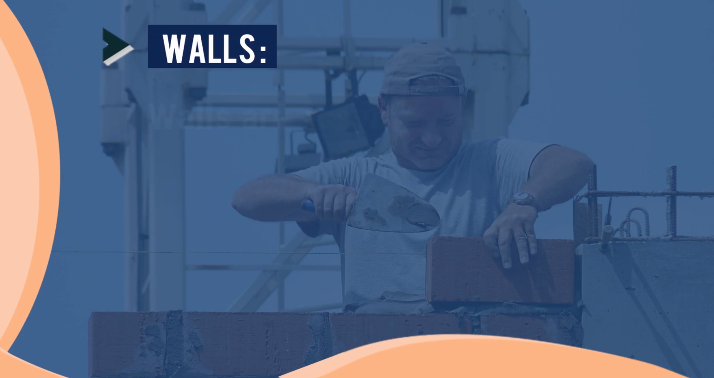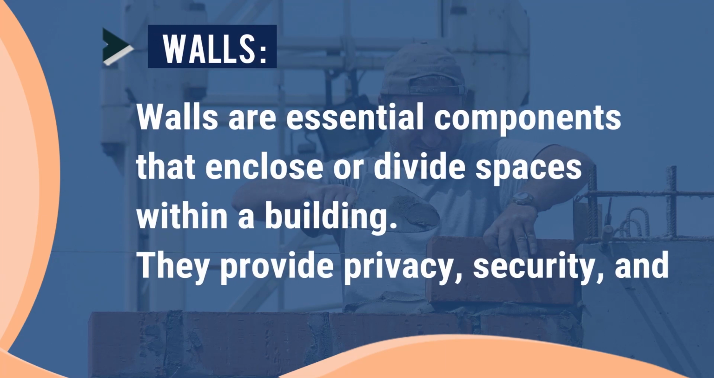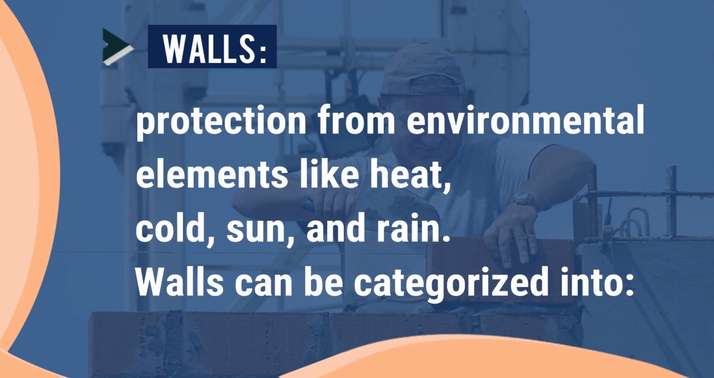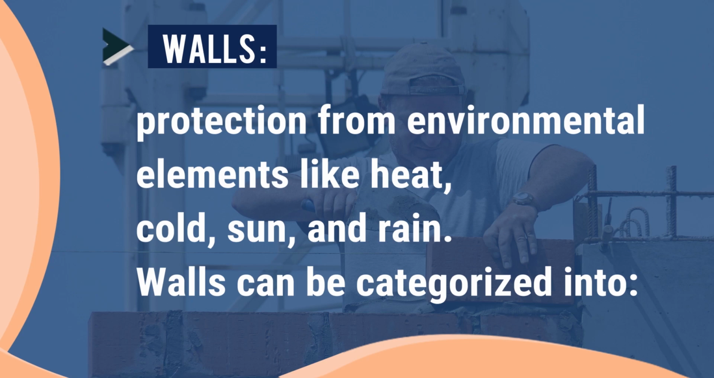Then the walls. Walls are essential components that enclose or divide space within a building. They provide privacy, security and protection from environmental elements like heat, cold, sun and rain. Walls can be categorized into load bearing walls and non-load bearing walls. Load bearing walls. These walls support the weight of the structure above them, including floors and roofs. They are crucial for the structural integrity of the building.